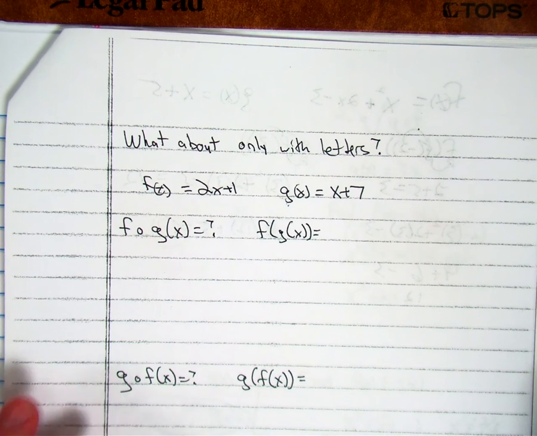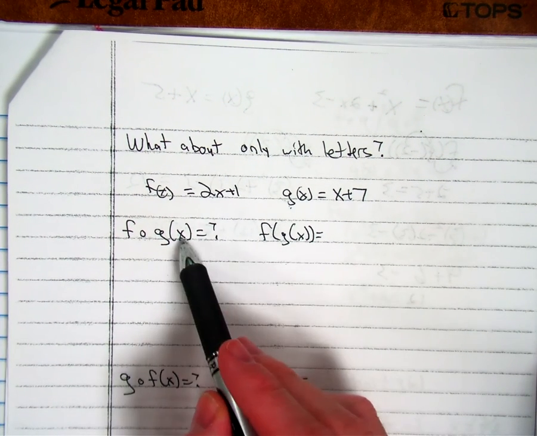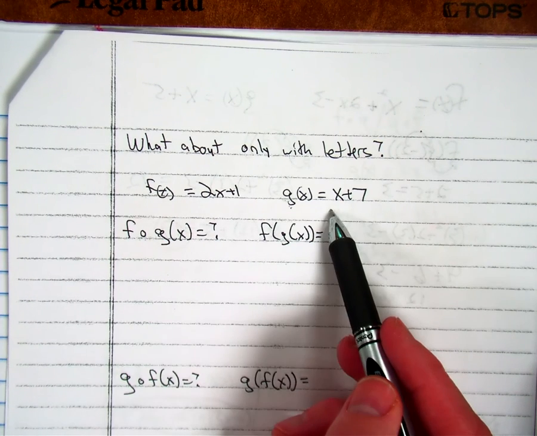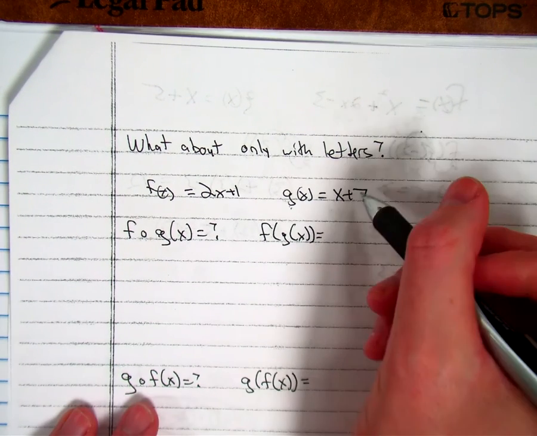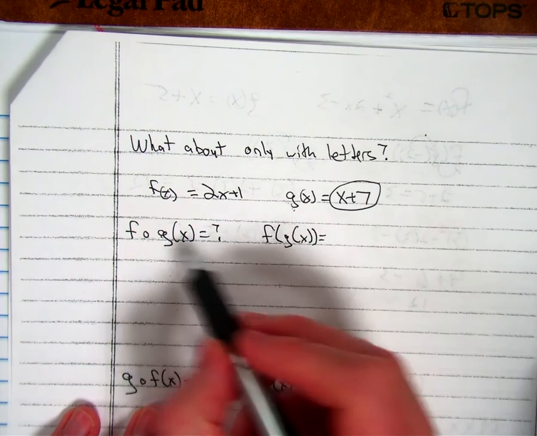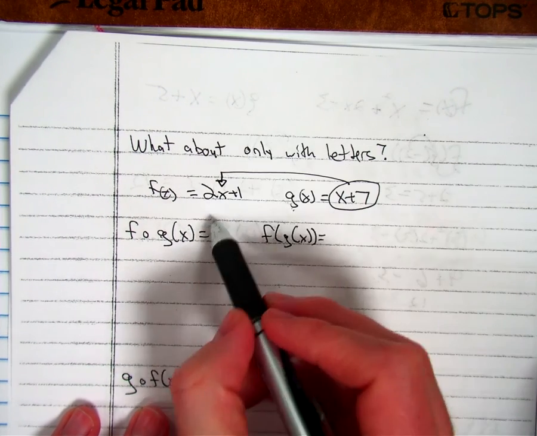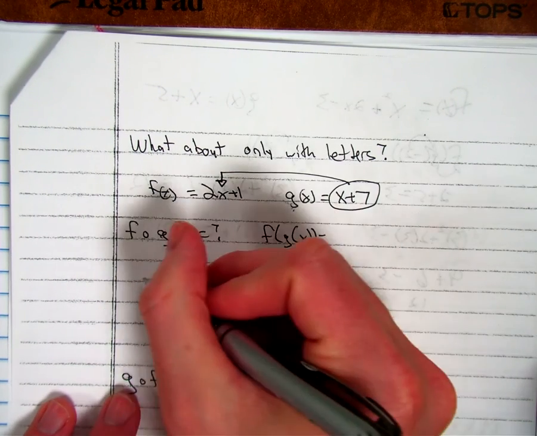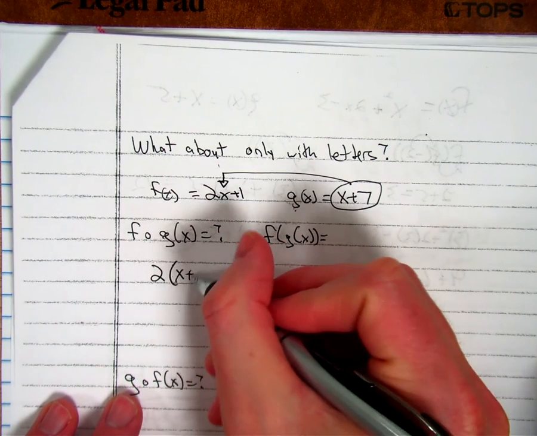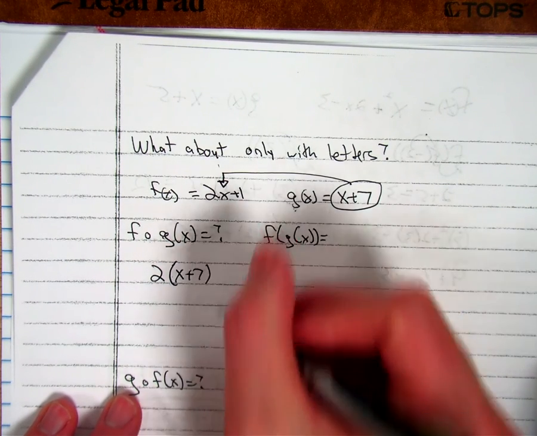Okay? So f of g of x. Again, reading it left to right, doing it right to left. If I put x into the g equation, if I put x in for x, this doesn't change. And I have x plus 7. And now I'm going to take all of that answer, x plus 7, and I'm going to put it in for the x spot in the f equation. So we're going to have 2 times x plus 7, or basically the entire g equation goes in for that x spot, plus 1.